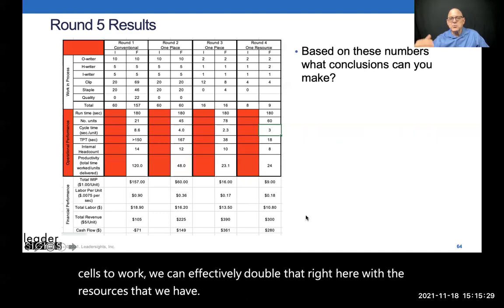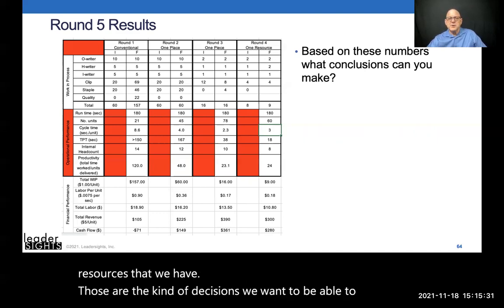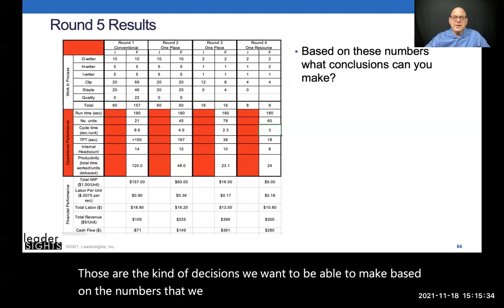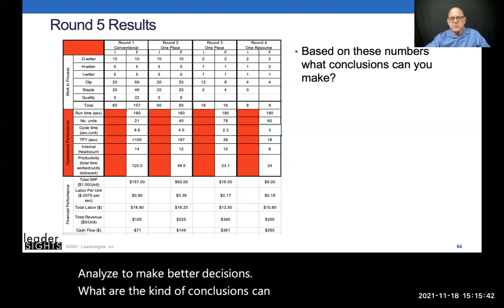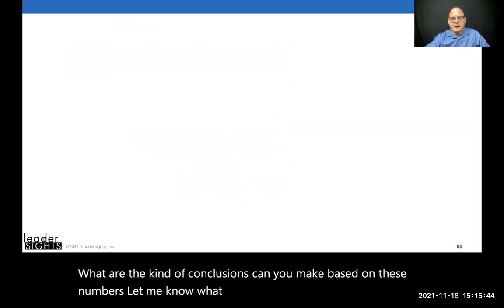Those are the kind of decisions we want to be able to make. Based on the numbers that we have, can we get those analyzed and make better decisions? What kind of conclusions can you make based on these numbers? Let me know what you think.